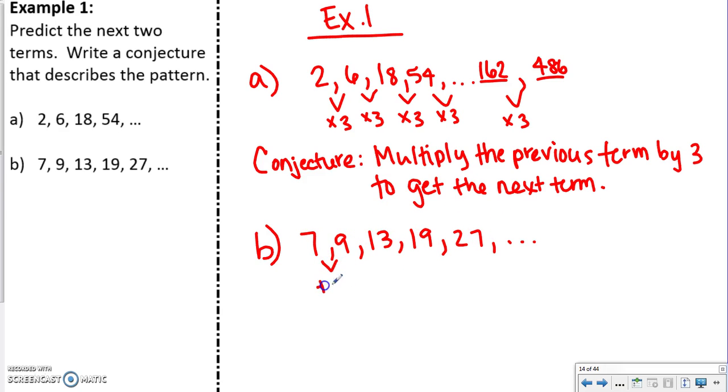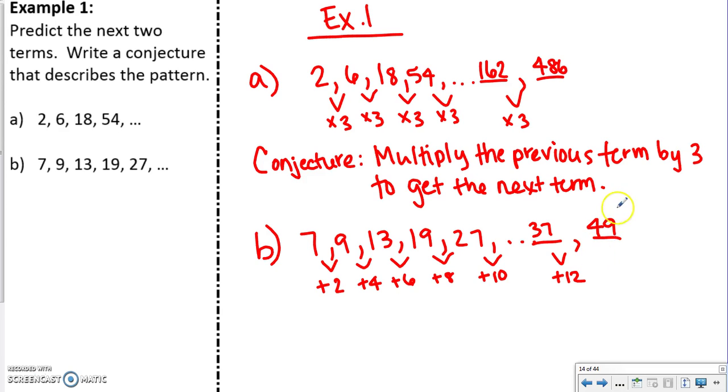So that leaves addition and subtraction. It'll have to be some sort of addition because we are getting bigger. So here it would be plus 2, here it would be plus 4, plus 6, plus 8. And so to get the next term, we'd have to add 10 because we're adding consecutive even numbers to the previous terms. If you add 10 there, you should get 37. And then you'd add the next even number, which is 12. So 37 plus 12 gives you 49. Okay, so those are your 2 terms.